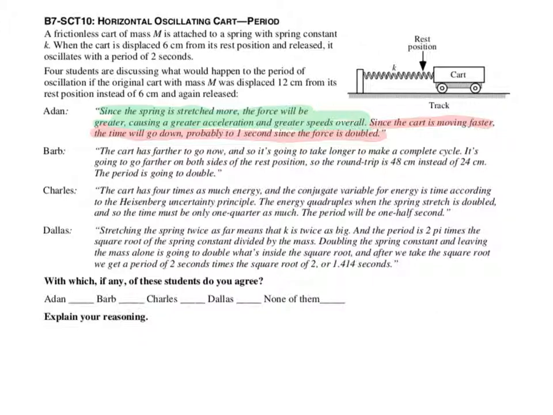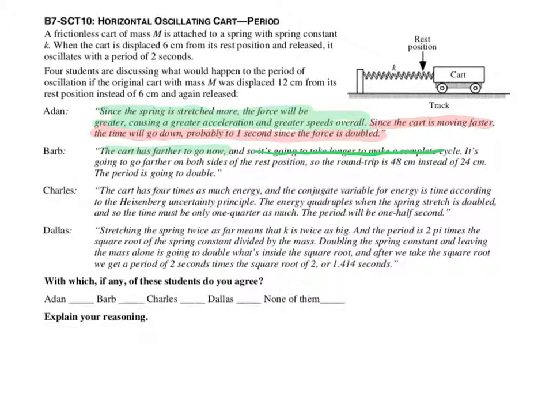Barb says the cart has further to go now. That's certainly true, and it's going to take longer to make a complete cycle. This is a problem, actually, because by saying that right here, she has assumed her answer. So we really should just neglect that. That's a statement of the answer. If you say going further means the time is longer, then you've already said that the period will change. And so the rest of this becomes nonsense. But really, she's begged the question, and we can't do that.